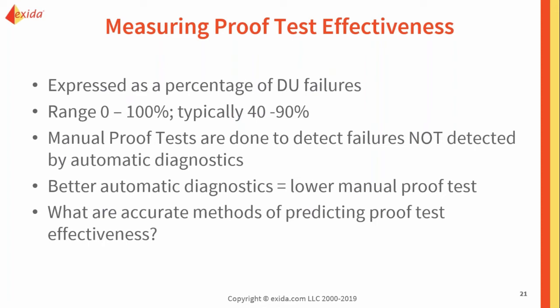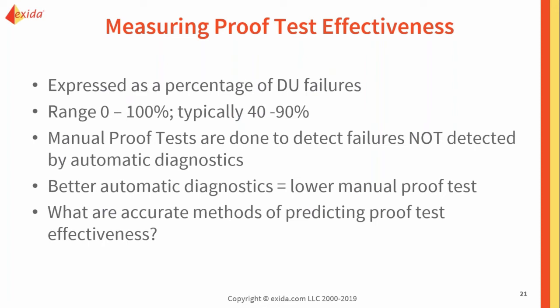At that point in the FMEDA, we can look at each proof test and say, well, if I do these steps of this proof test, how many of those dangerous undetected failures would actually be found? And that's going to be your proof test effectiveness. It's going to be that percentage of those dangerous undetected failures. Because it's a percentage, it's a range from 0 to 100.